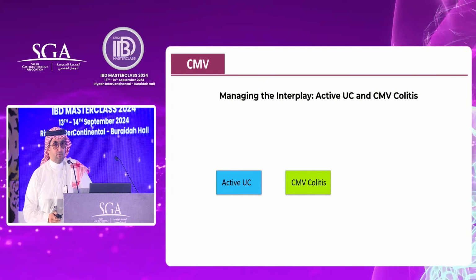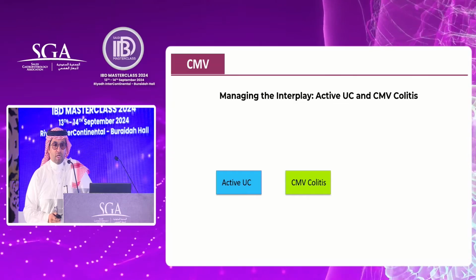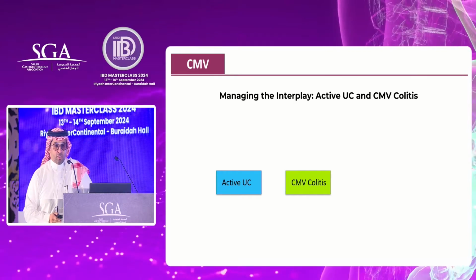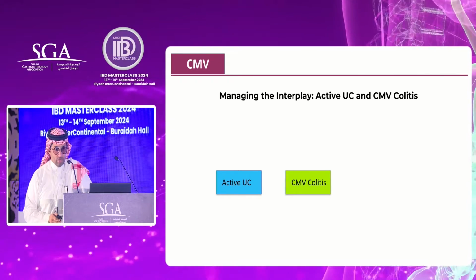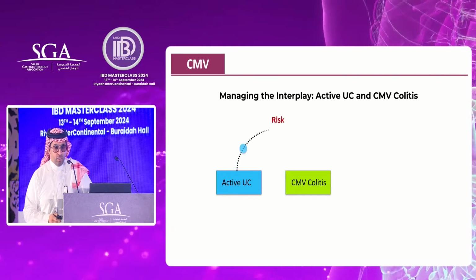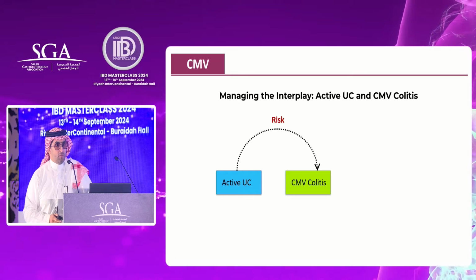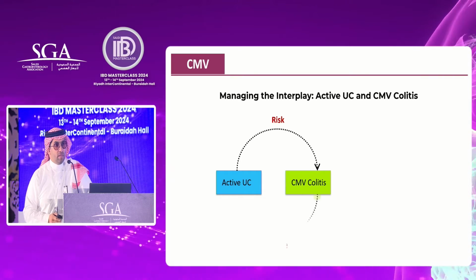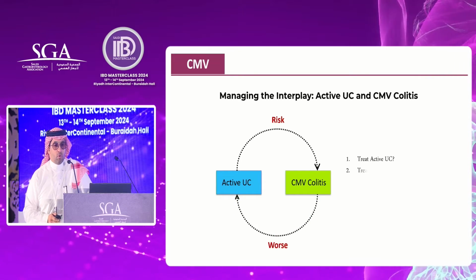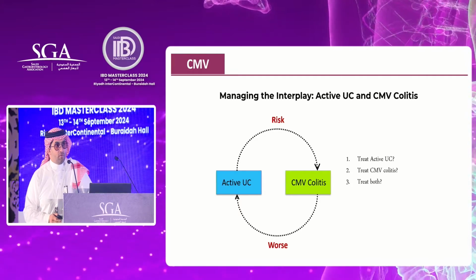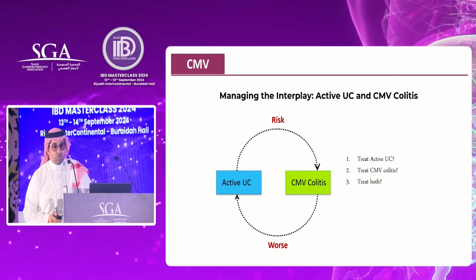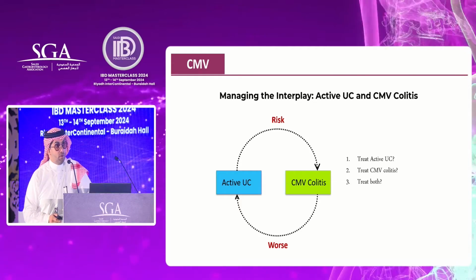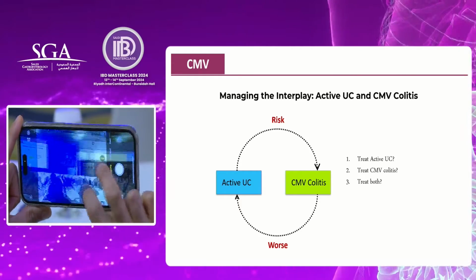Regarding CMV colitis, this is another important infection that should be addressed during acute severe ulcerative colitis. We know that active UC will increase the risk of CMV colitis, and CMV colitis will worsen the activity of the UC. So the question here is: do you treat active UC first, or do you treat the CMV colitis, or do you treat both at the same time?